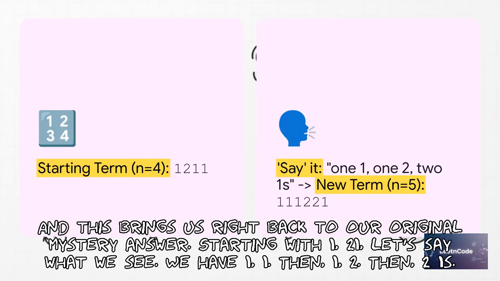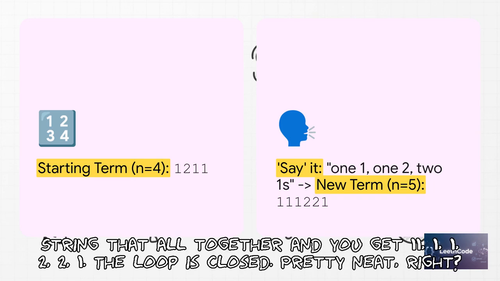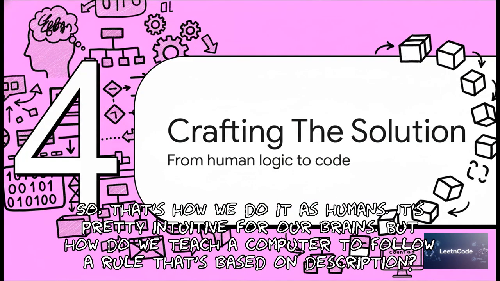And this brings us right back to our original mystery answer. Starting with 1211, let's say what we see. We have one 1, then one 2, then two 1s. String that all together, and you get 111221. The loop is closed. Pretty neat, right? So that's how we do it as humans. It's pretty intuitive for our brains.